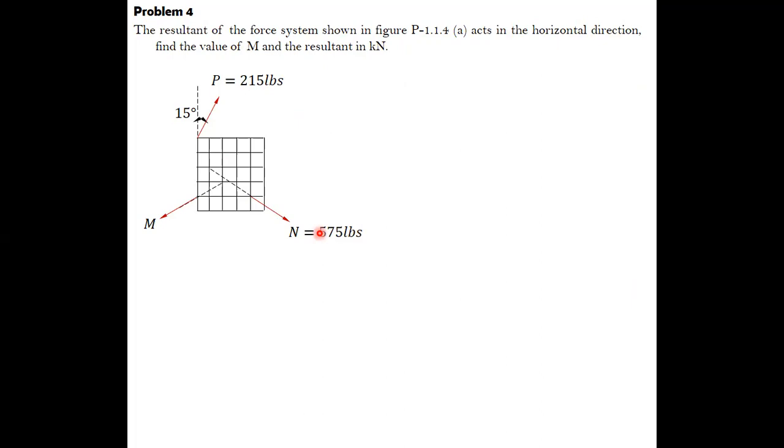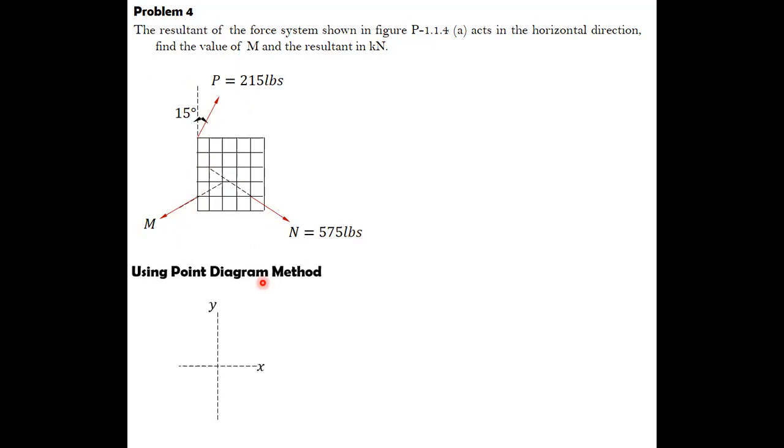Okay, so we have only 3 involved forces here. We have P, which is 215. The direction is in terms of angular distance, measured from the vertical. The next is M, whose direction is not specified. However, since there is a grid line, we refer to it to get the direction of M in terms of slope. And the next is N, the magnitude is given, and its direction is again in terms of slope, because of the grid line.